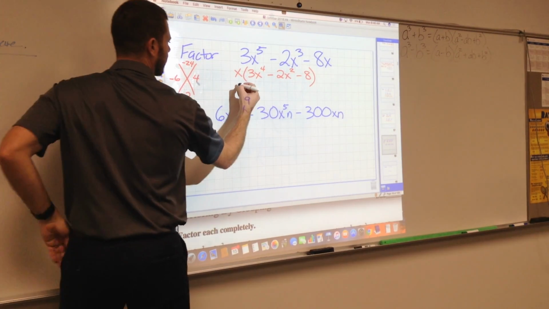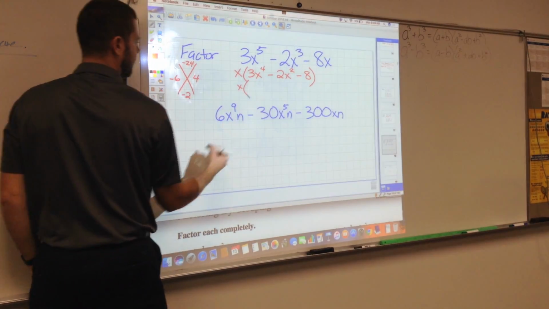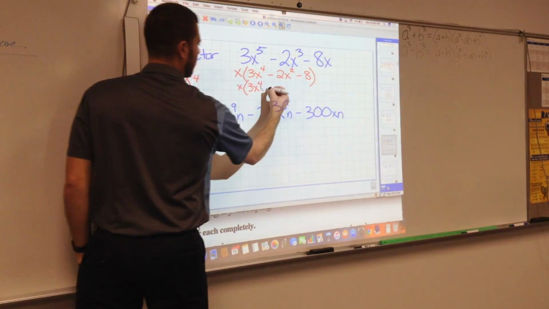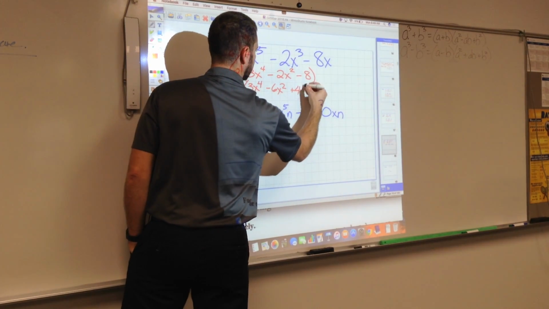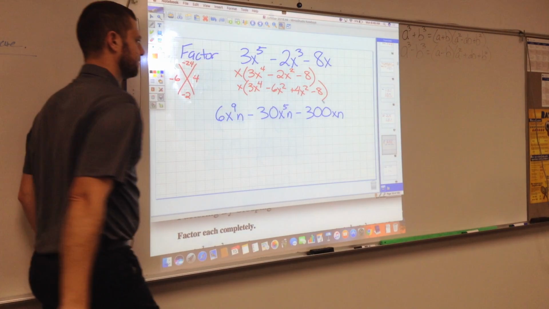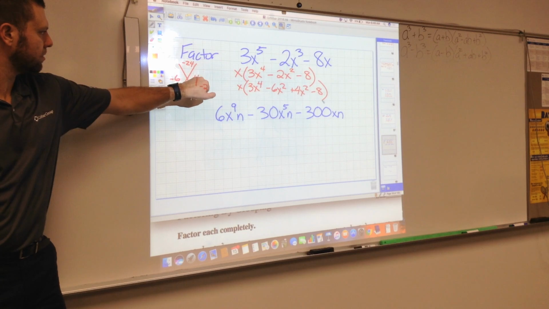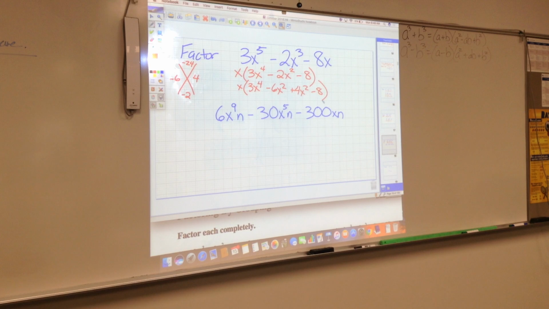So then, if you want to factor by grouping, instead of using the box method, watch what I do here. 3x to the 4th minus 6x squared plus 4x squared minus 8. See how I use these two numbers to create my -2x squared? Yes or no? Okay. And now I'm going to factor by grouping. I'm going to run out of room.